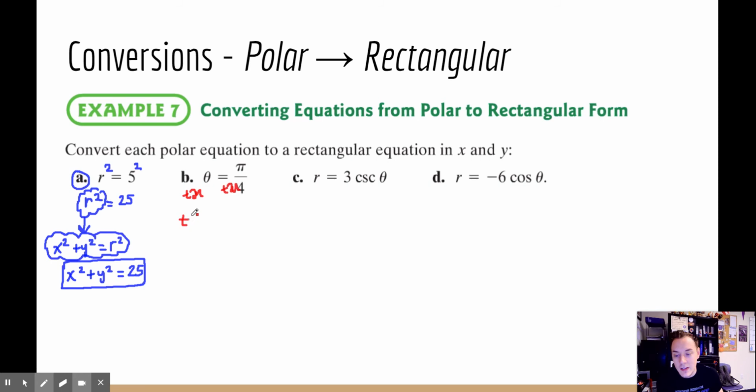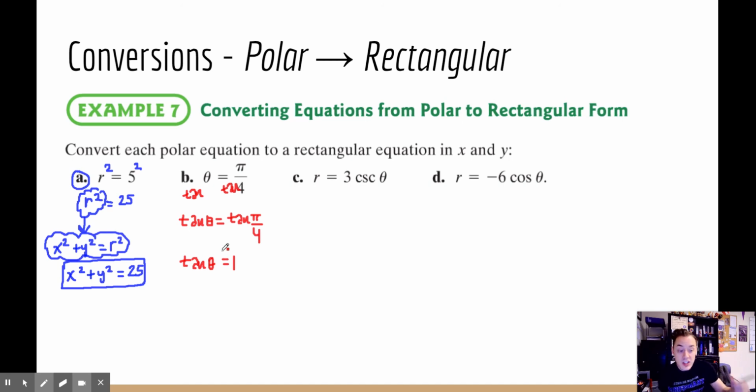So now what I have is tangent of theta equals the tangent of pi over 4. Okay? So the tangent of pi over 4 is just 1. And that's just my unit circle here. And this is theta. So now what we're going to be asked is, okay, what does y equal? What does x equal?